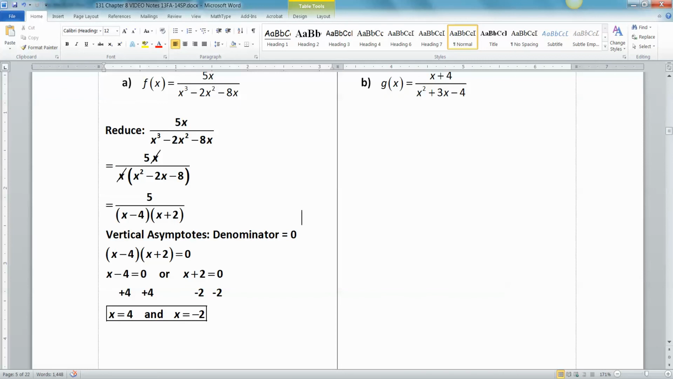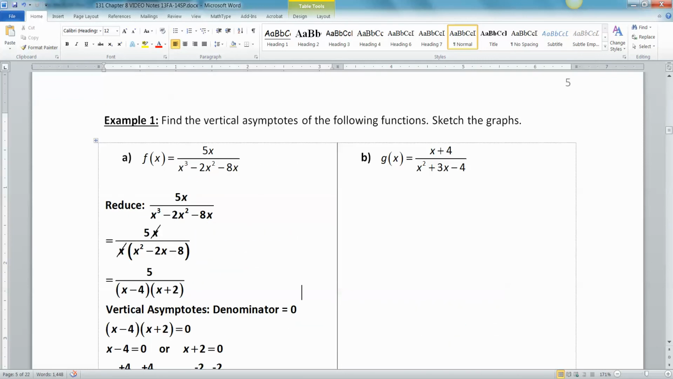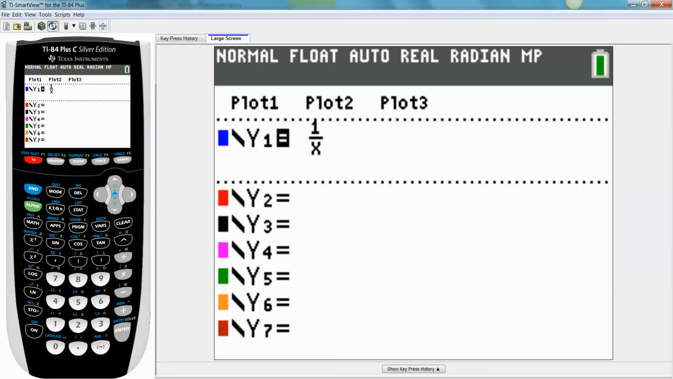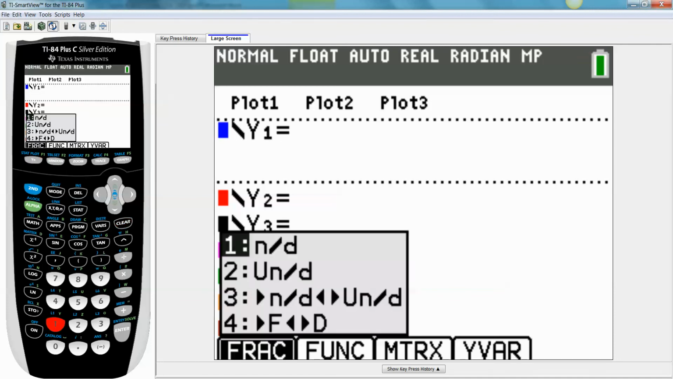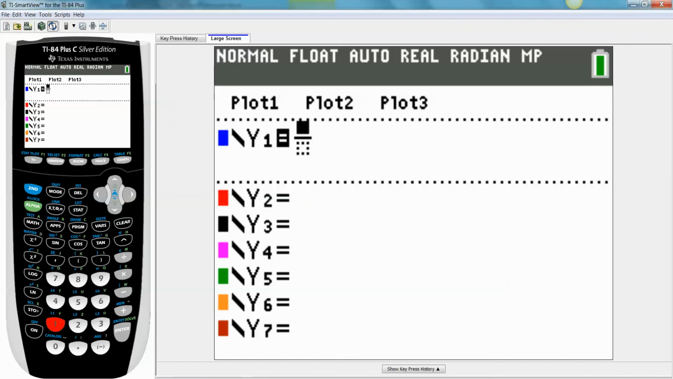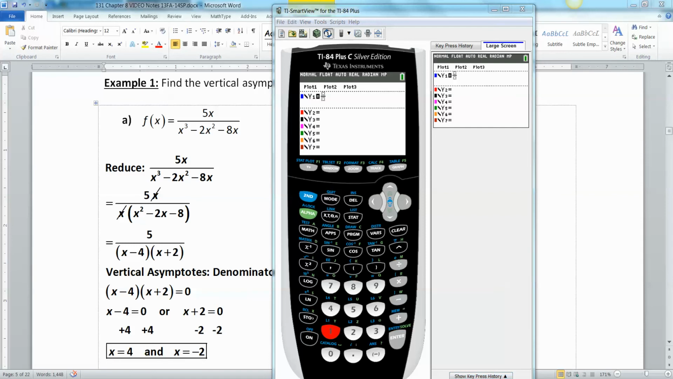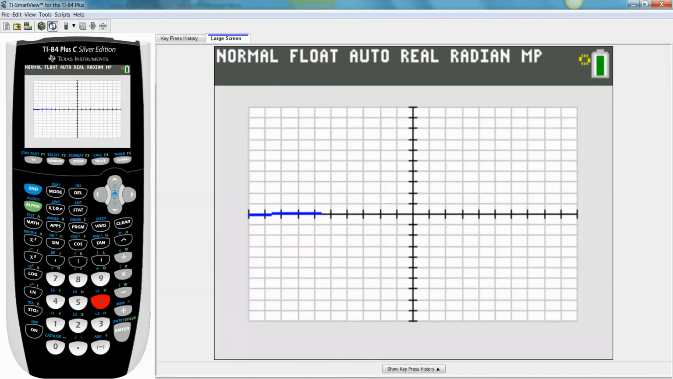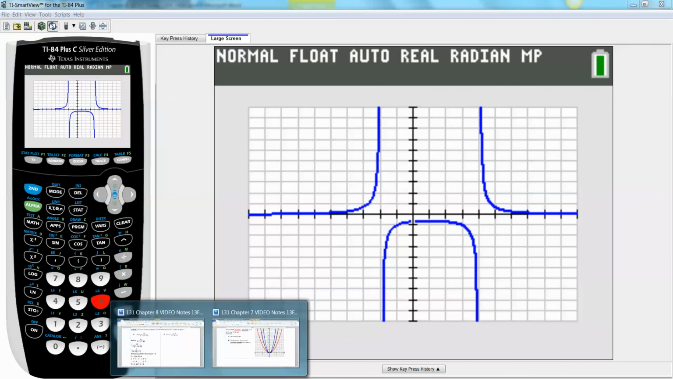All right, now I'm going to use that to help me graph. So I grab my calculator and I'm going to type in this expression. So now that I know my vertical asymptotes, go to the calculator, go to y equals. And again, I think it's a lot easier if you have this new function ability. So you hit alpha F1 and hit number 1, numerator over denominator. Let me just move this over so I can see. Then I'll type 5x in the numerator. Then I'll arrow down and hit x caret 3. Then hit your right arrow to get out of there, minus 2x squared, minus 8x. So it should look like that. And then I can hit zoom 6. And this is what it'll look like. And then you just copy that onto your paper right down there.